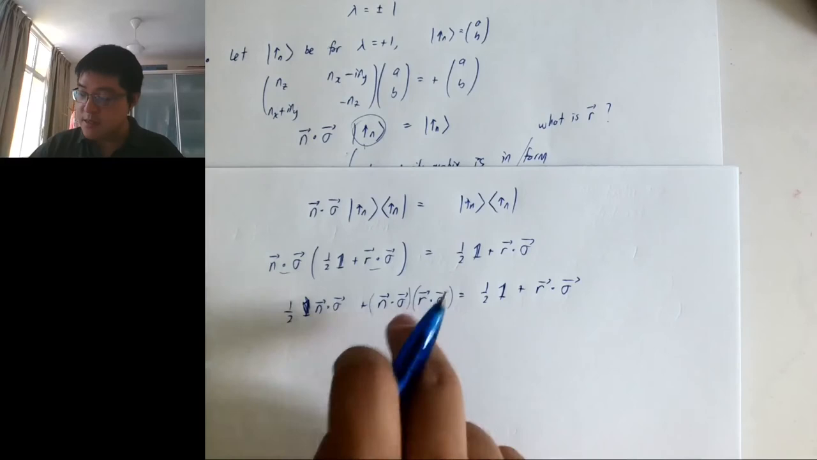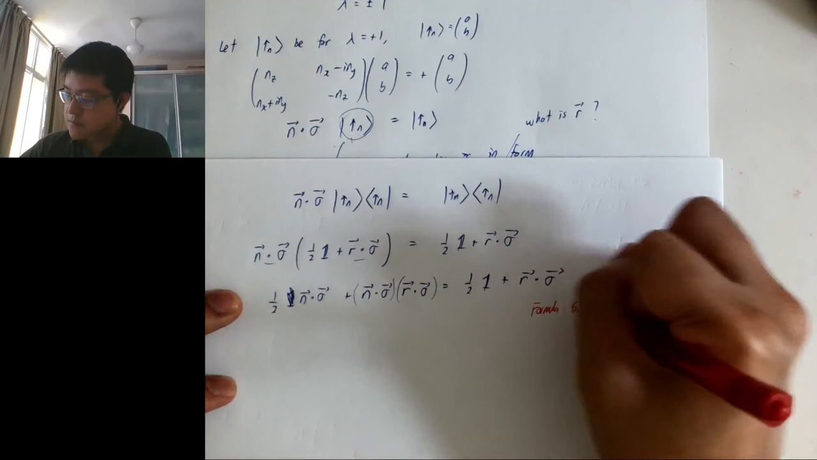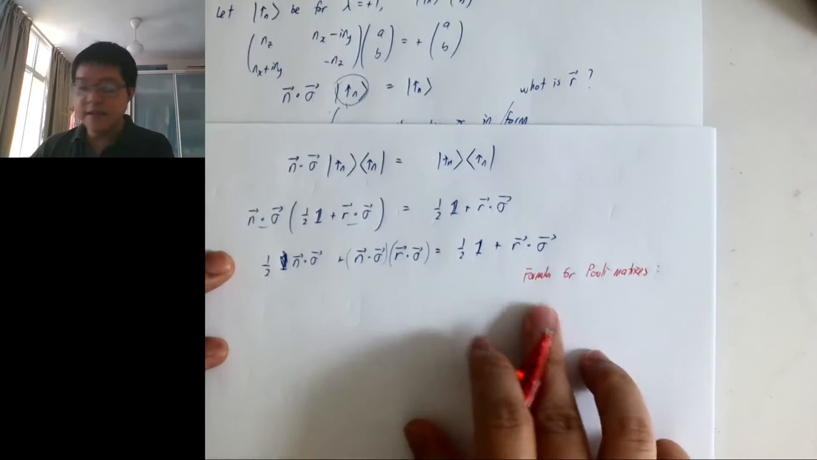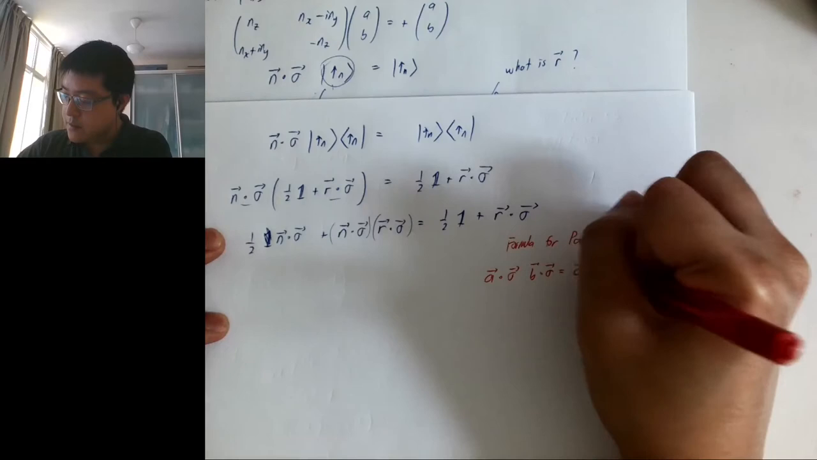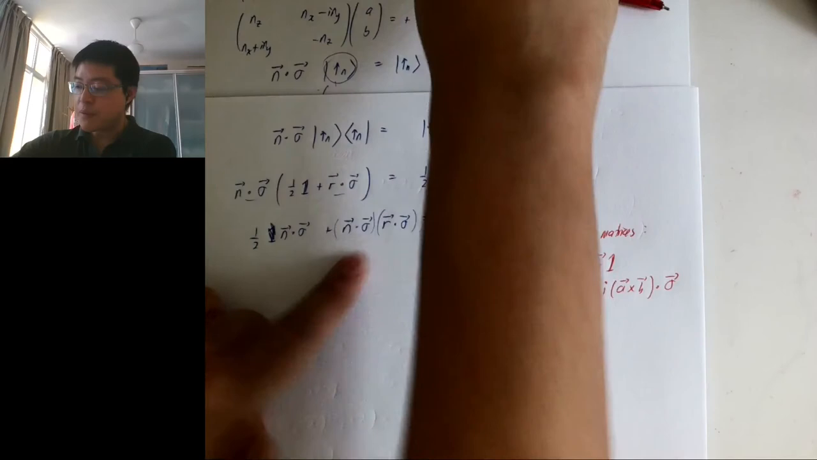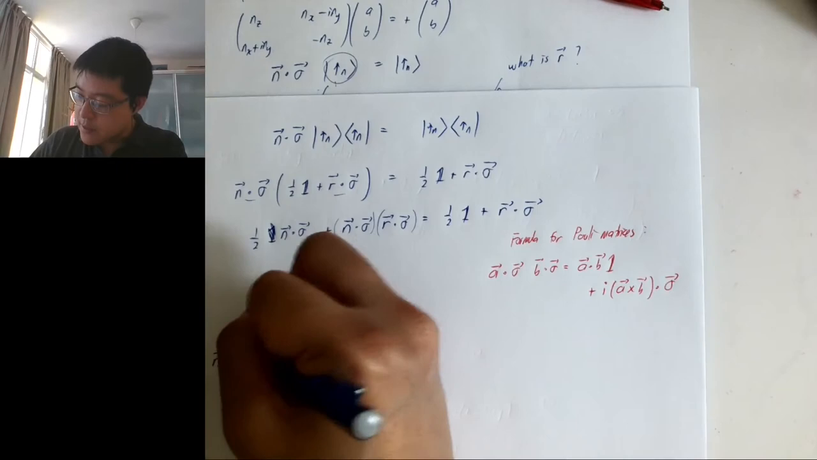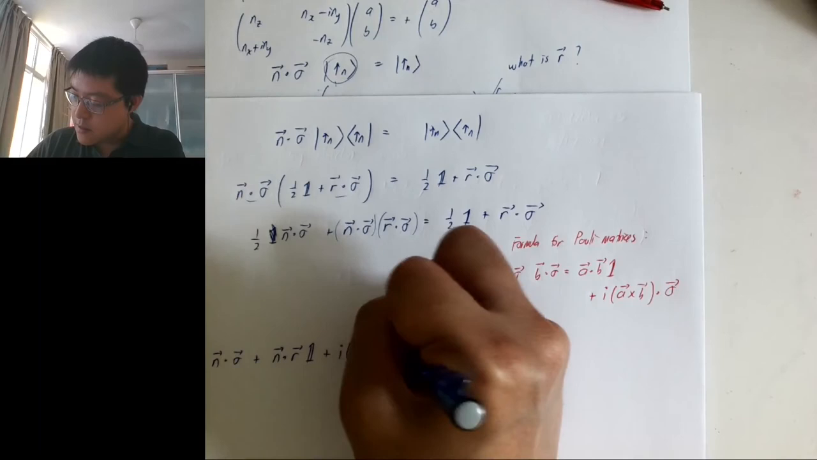Because remember the formula, right? We had the formula for Pauli matrices. It's in the appendix of the lecture notes, and it goes like this: A dot sigma times B dot sigma is equal to A dot B identity plus the complex number i times A cross B dot product with sigma. So I apply this formula here. What I got is half n dot sigma, and then I got n dot r, the identity, and then plus i n cross r dot with sigma, and I got half I plus r dot sigma.